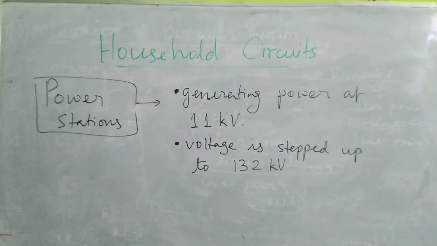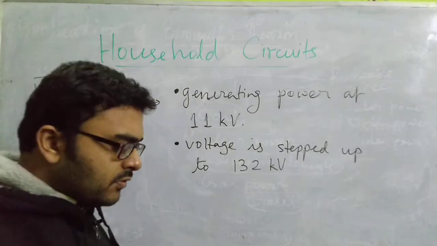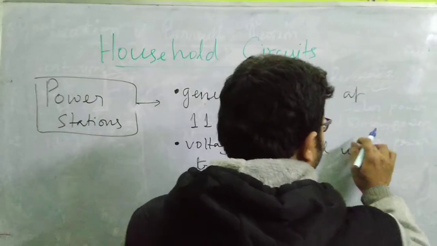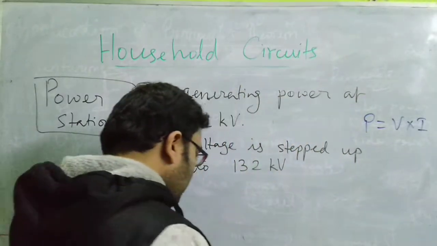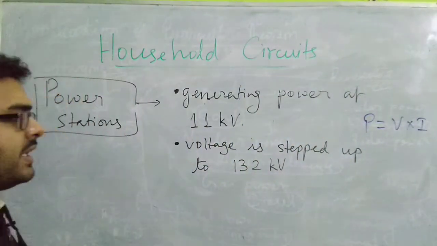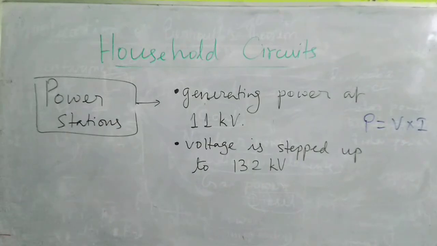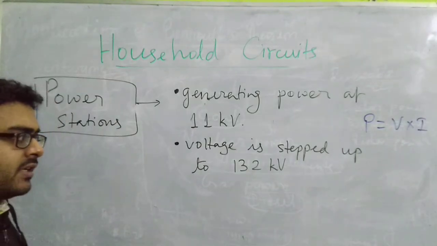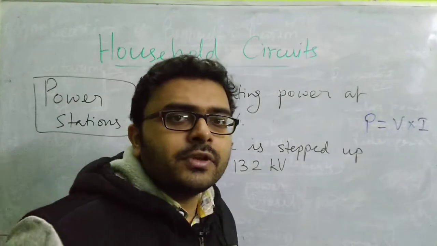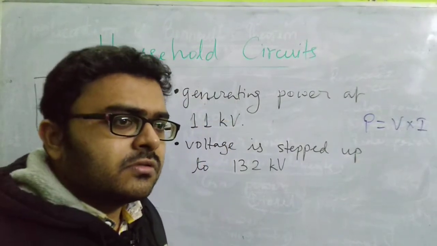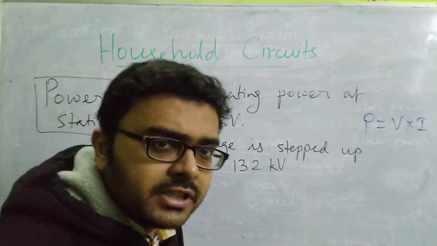Okay. Now, why is this voltage stepped up and then transmitted? The reason is that you know that power is equal to V into I. You have read this in the previous chapter. Now, for a constant power that is being supplied or transmitted over the overhead lines, what happens? If we increase the voltage, the current flowing will be reduced. Now, the question arises, why does the current need to be reduced?